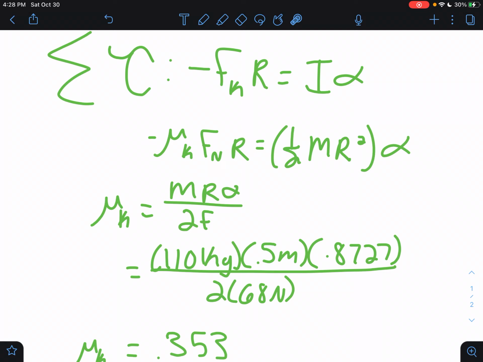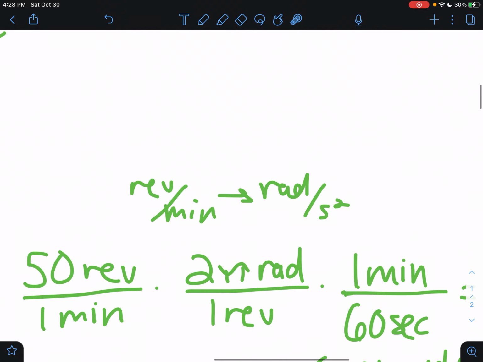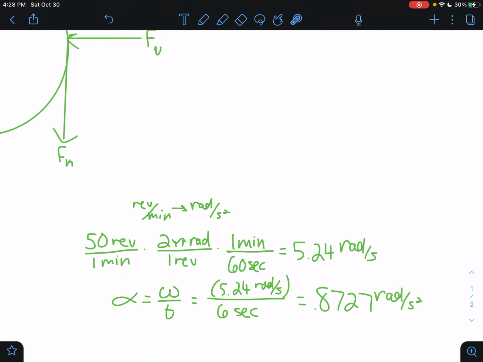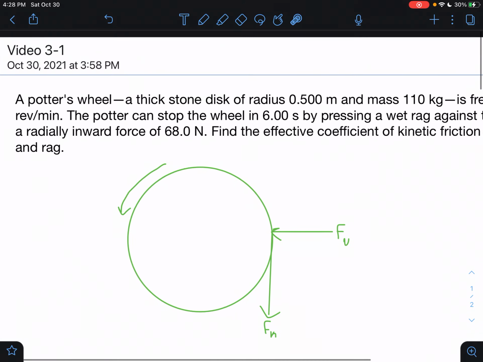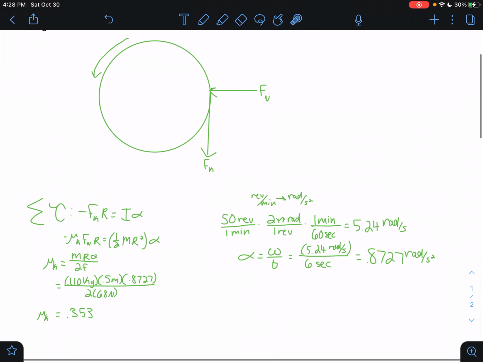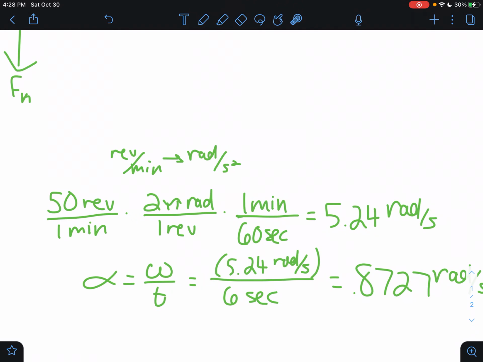And before I can get to this step, I need to talk about how I went from revolutions per minute to radians per second squared, which is alpha. This took a couple of steps. The only thing they gave us was 50 revolutions per minute, and I had to convert it to radians. I wanted to do this question because it's such a small thing, but every time I try to convert, in this case revolutions to radians, it always trips me up. This problem helped me figure out how to get from revolutions to radians, or radians to revolutions if I need to.